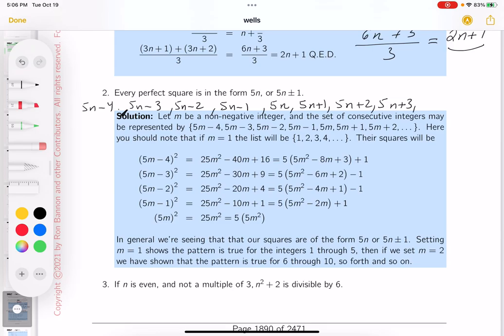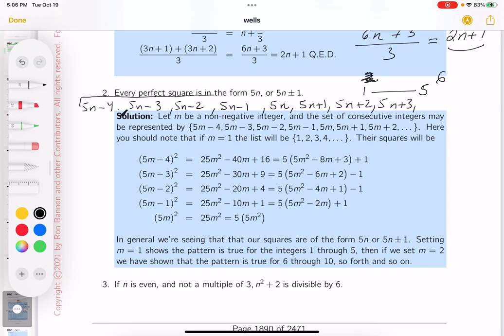Now, let's say you started at 2. What would 2 give you? That would give you 10 minus 4, which is 6, right? So that list would start at 6. And if I start at 1, that list would start at 1. So I want to go up to 1 to 5. All right, so let's do that.